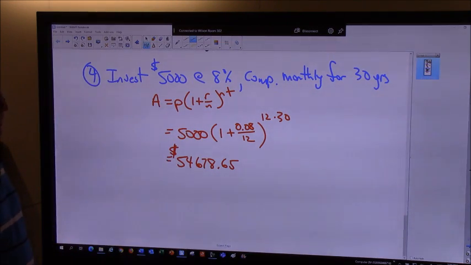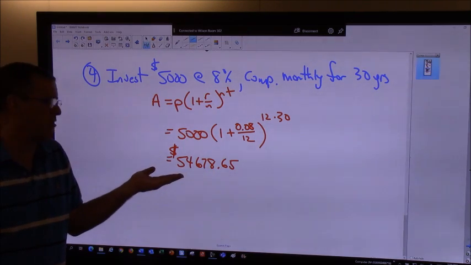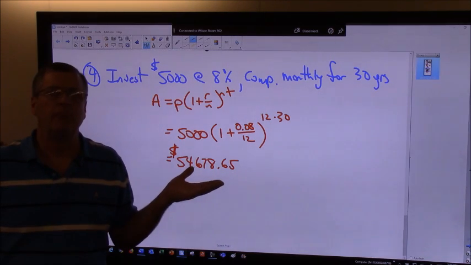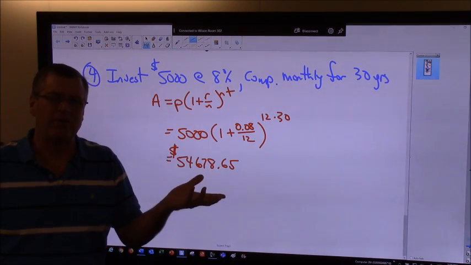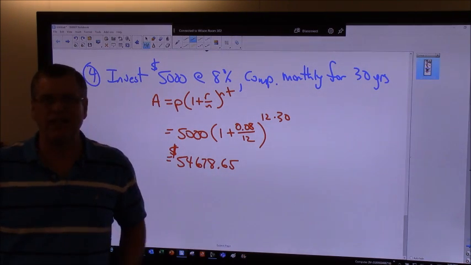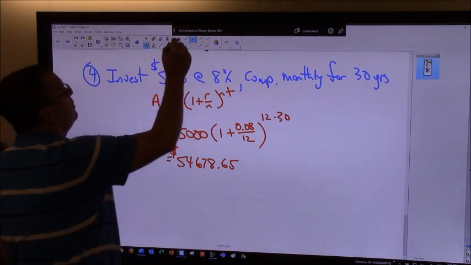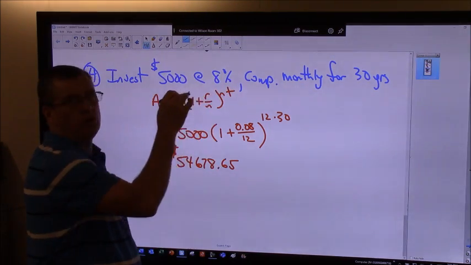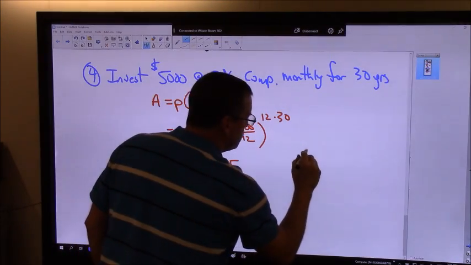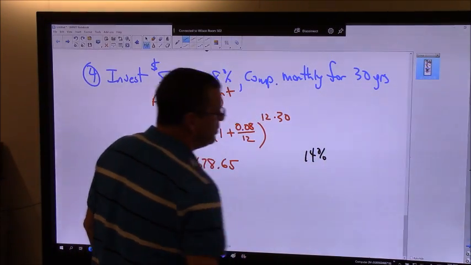So some people look at that and they go, yeah, $54,000 is a lot of money, but it's not like that much. I mean, I let my money sit there for 30 years. It's not that much. Okay, well, what if you did some homework and you found a place where you could invest money for 14%?